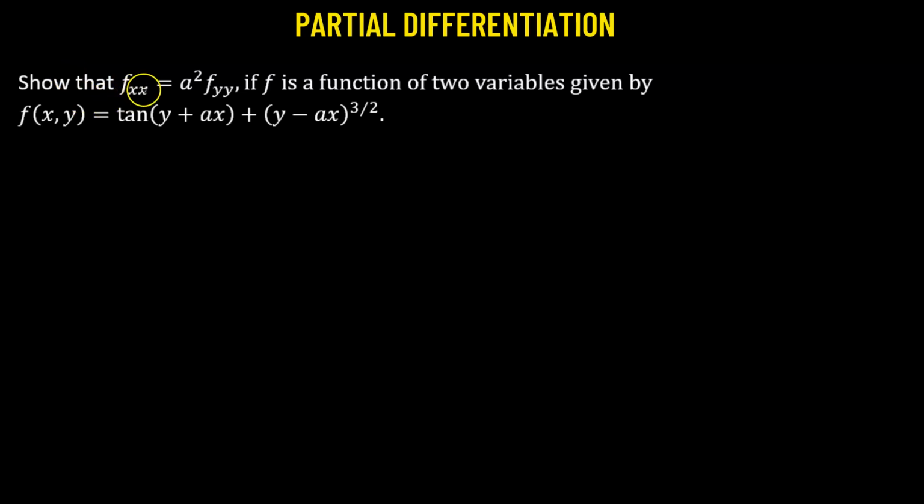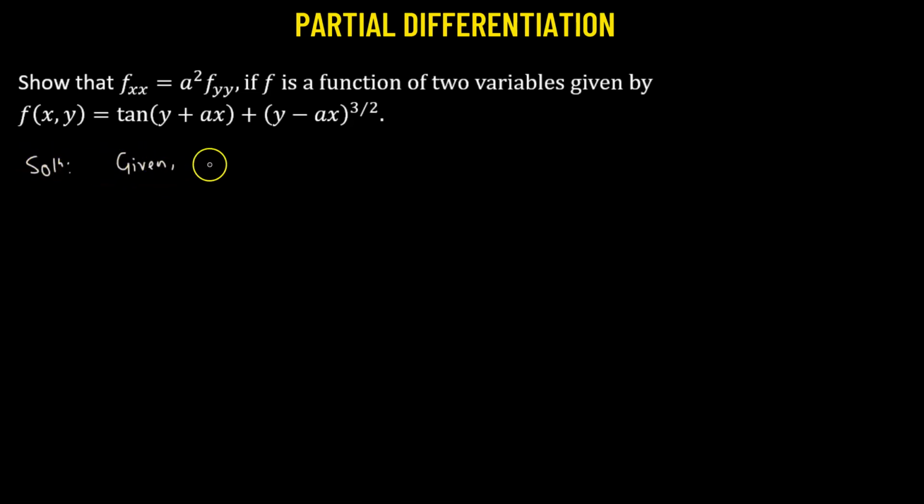We have to show that the second partial derivative of f with respect to x equals a squared times the second partial derivative of f with respect to y, where f is a function of two variables and it's given by this particular expression. So let's begin. We'll start with whatever we are provided with.